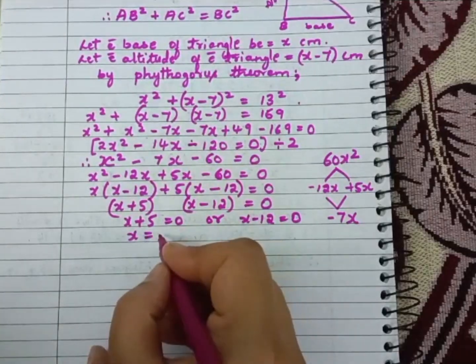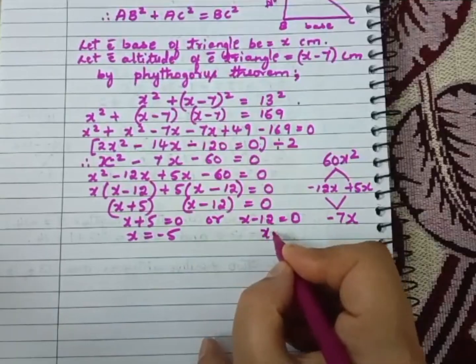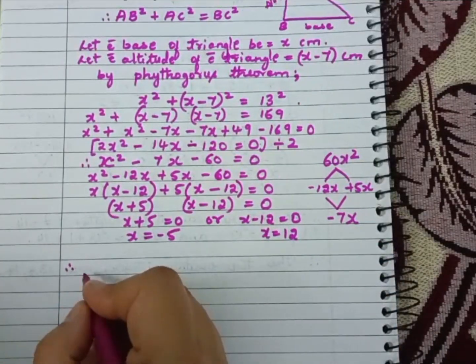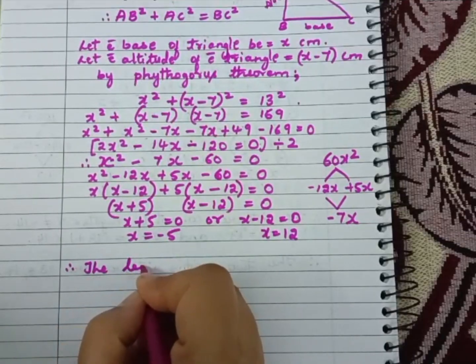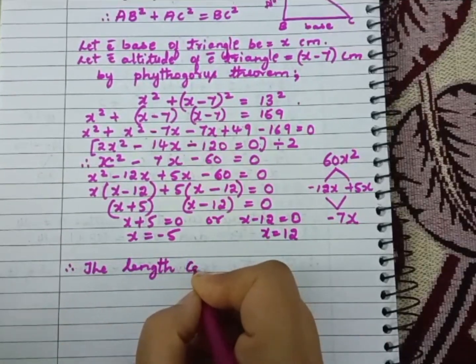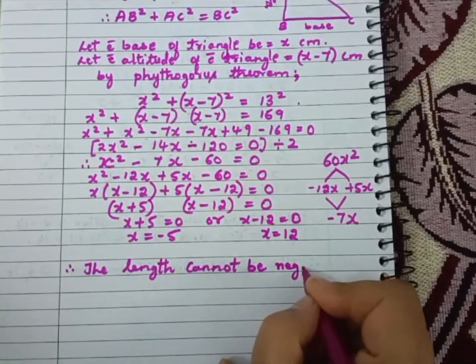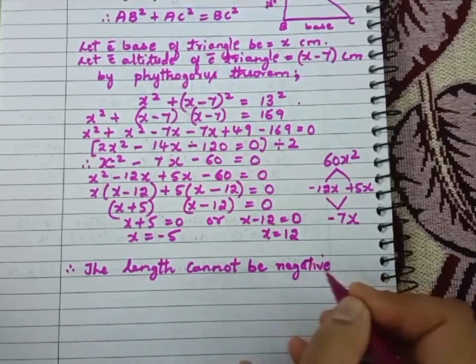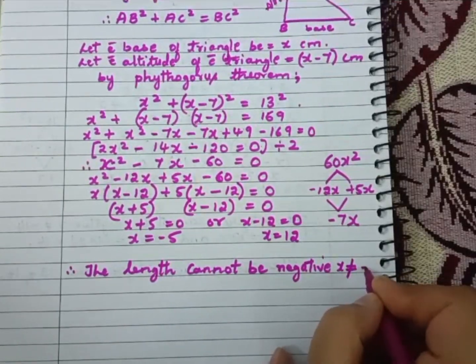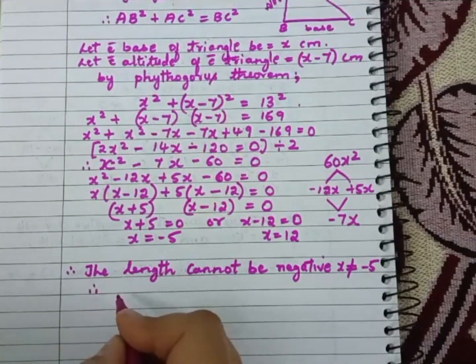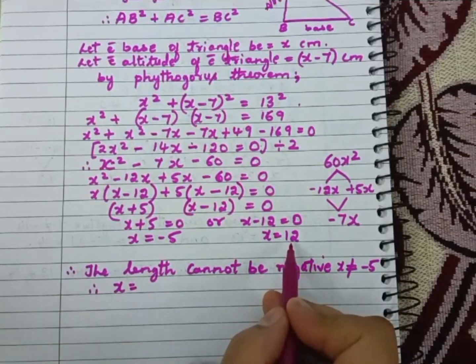X is equal to plus 5 becomes minus 5. X is equal to minus 12 becomes plus 12. Therefore, the length cannot be negative. That is, x is not equal to minus 5. Therefore, x is equal to 12.